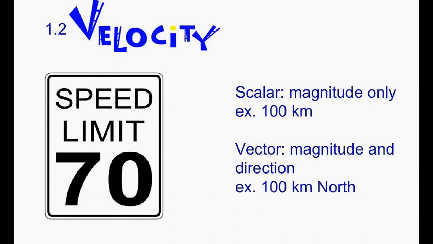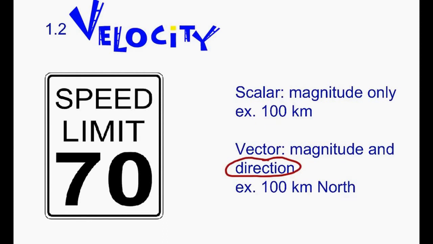A vector and a scalar can both basically mean the same thing, but the main difference is vectors have direction attached. A scalar is just the magnitude, or the size of a number only. So if I said you're going to drive 100 kilometers, that would be a scalar. But if I said you're going to drive 100 kilometers in the north direction, then it's a vector. So the key thing is vectors have direction attached.